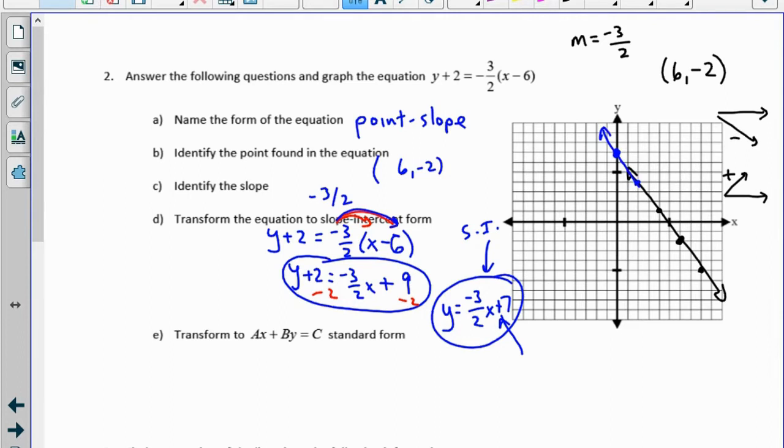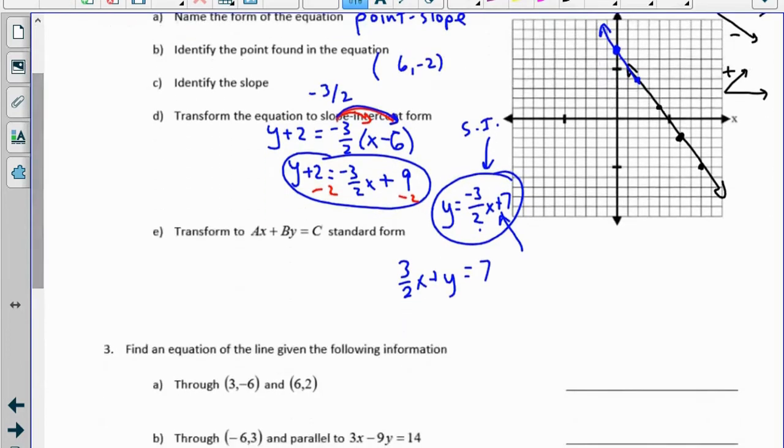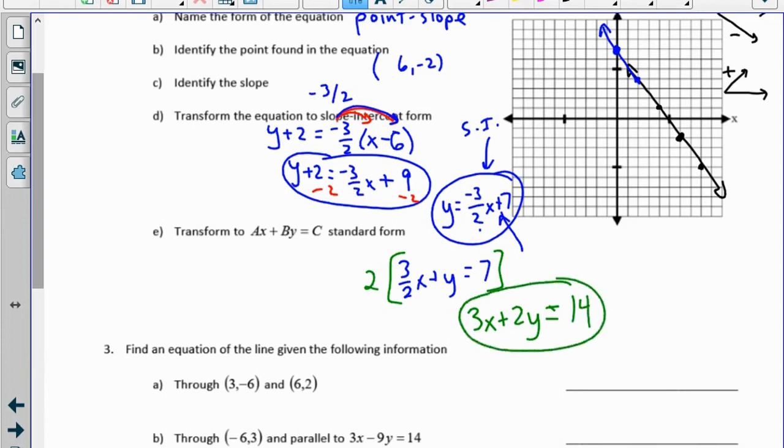Now I can transform this into standard form. All I have to do is add 3/2 x to both sides. So 3/2 x plus y equals 7. And then I have to remember the rules that a, b, and c all have to be integers. So the easiest way to make them all integers is, since there is a denominator of 2 here, I can just multiply the entire equation by 2, and I end up with 3x plus 2y equals 14, and that is a standard form equation.